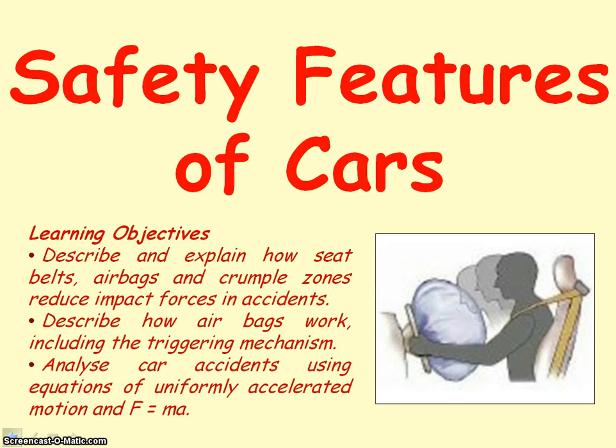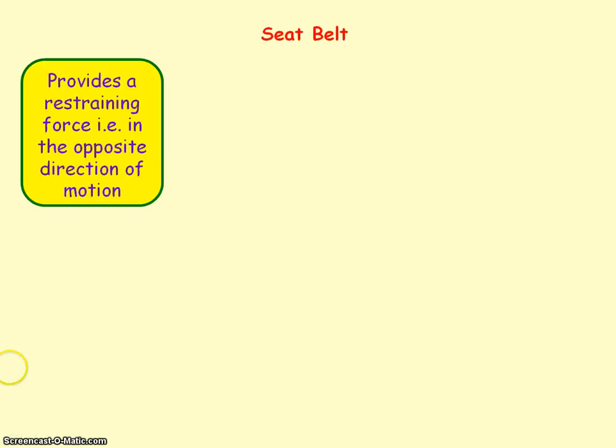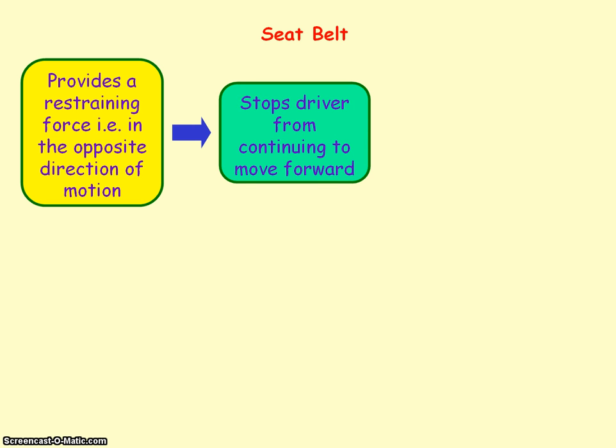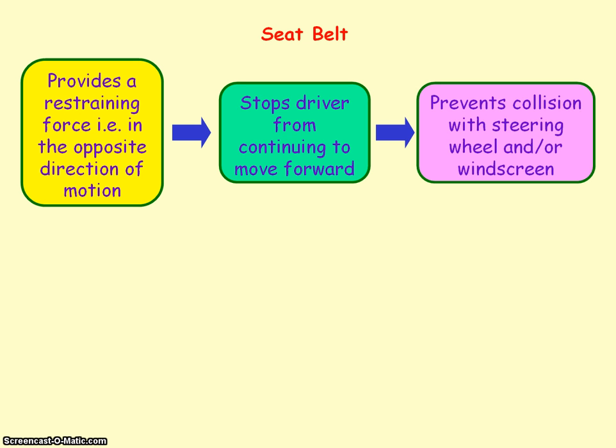We're going to be looking at the safety features of cars, and in particular how seatbelts, airbags and crumple zones reduce the impact forces in accidents. Seatbelts provide a restraining force on the driver or passengers in a car. That means the force is acting in the opposite direction to their motion, and this prevents them from continuing to move forward, and so prevents collision with the steering wheel or the windscreen.